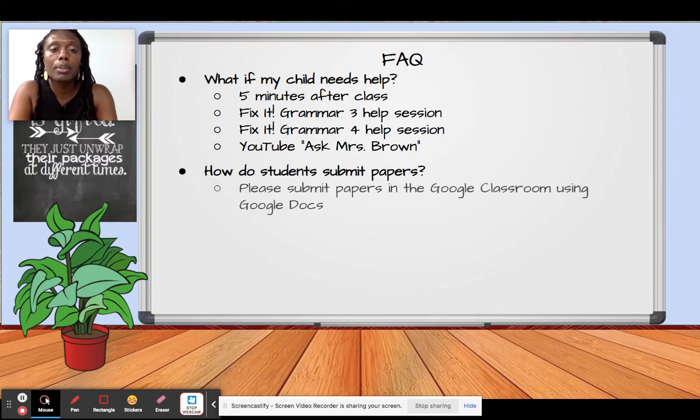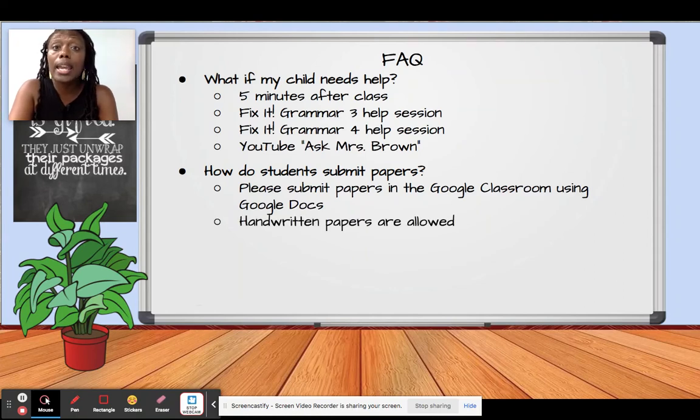All right, how do students submit papers? We talked about that a little bit. Please use the Google Classroom. Ideally, I would love for your students to use Google Docs. It allows me to give you feedback easier and directly on your paper. However, if your student is handwriting, that's fine. They'll just need to take a picture of their paper and upload it to the Google Classroom under the assignment.